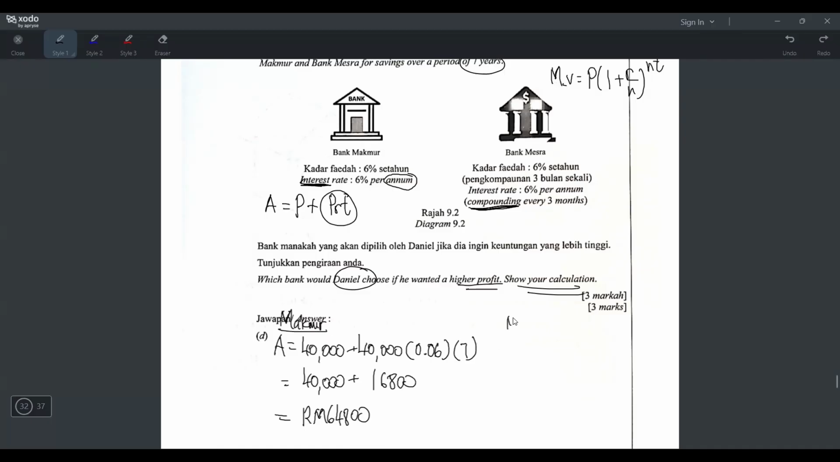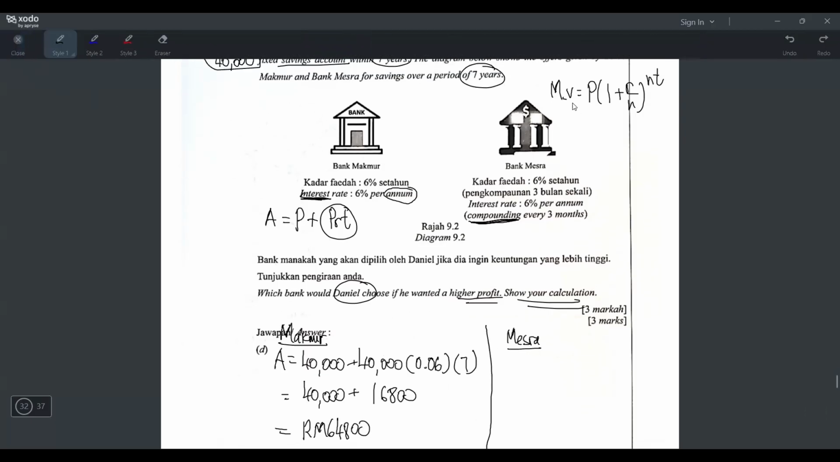Now, what about for Bank Mesra? Okay, Bank Mesra, you cannot use the same method. You cannot use the same formula because it's compound interest. And the formula is this. MV stands for matured value. What is matured value? The ending amount. It means after you add all the interest, all those things, that's the matured value.